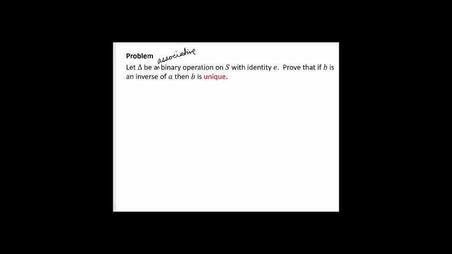So now I would like to prove that if an element has an inverse, that inverse is unique. And unfortunately, I didn't think of it when I recorded this, or when I wrote the outline. The operation does have to be associative. So we will prove that if delta is an associative binary operation, the inverse is unique.